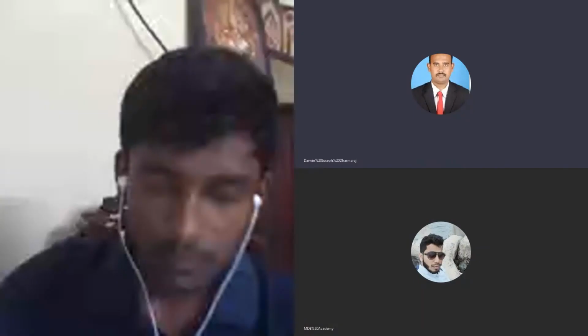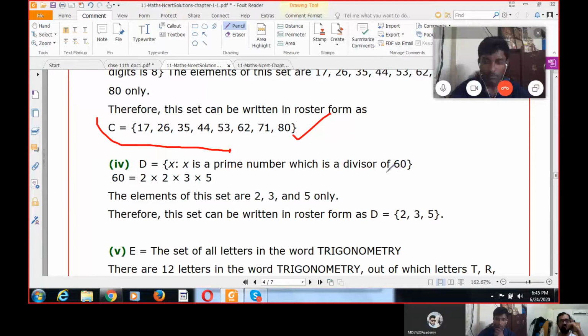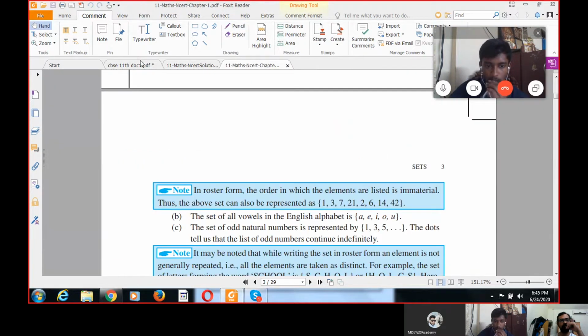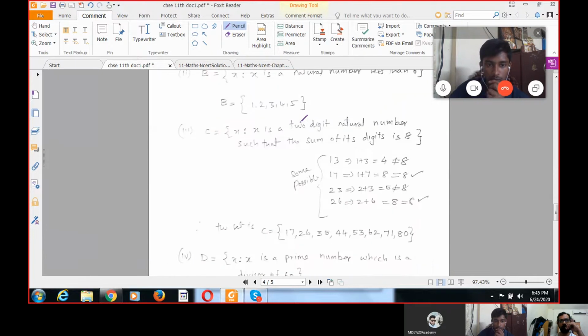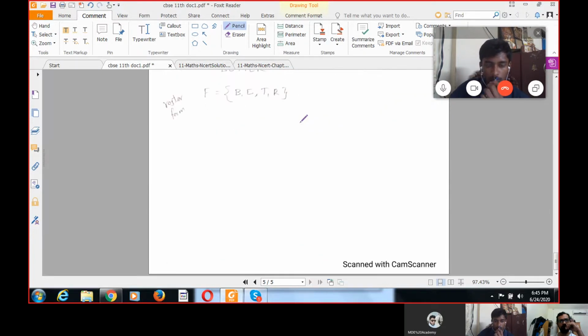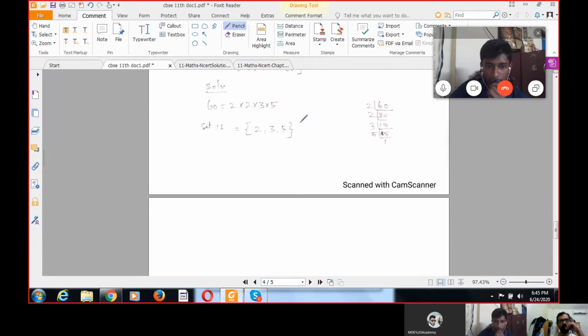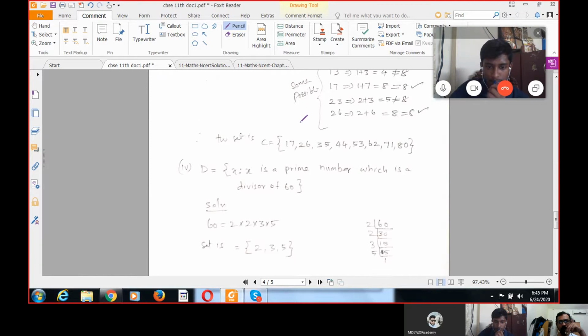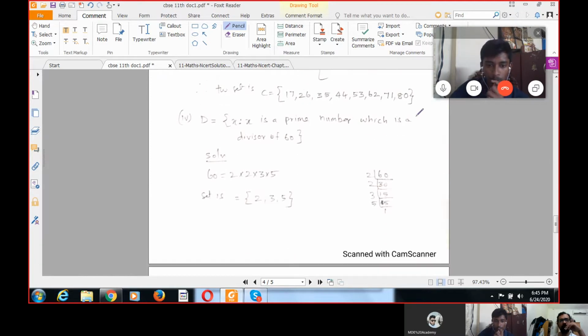And the case where x is a divisor of 60. It's a divisor of 60. Okay, so x is a prime number which is a divisor of 60. This time you take the factors of 60. Simply, you take the factors. So 60, you'll get what? 2 into 2 into 3 into 5.